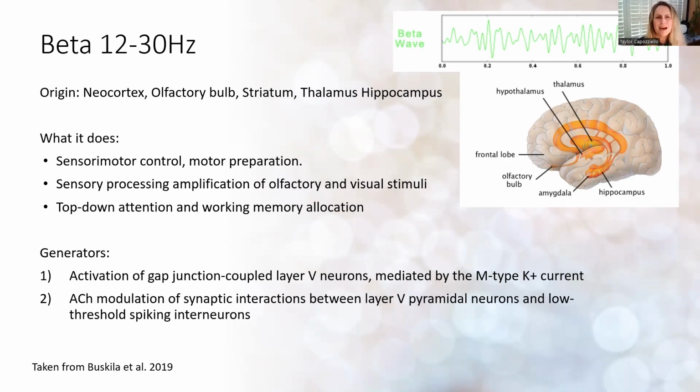So beta comes from the neocortex, the olfactory bulb, striatum, the thalamus, and hippocampus.